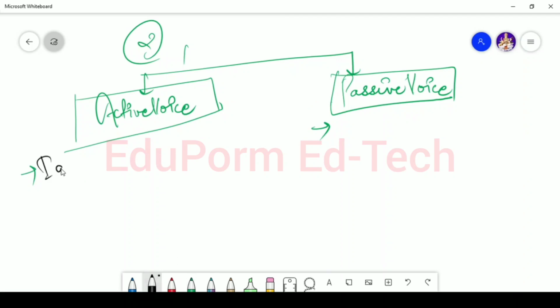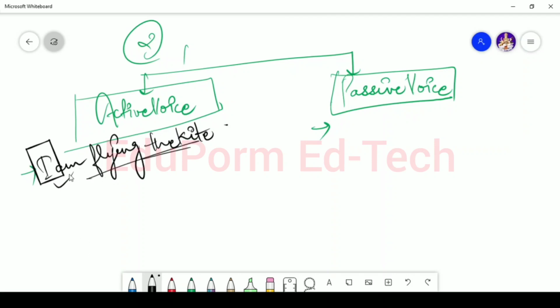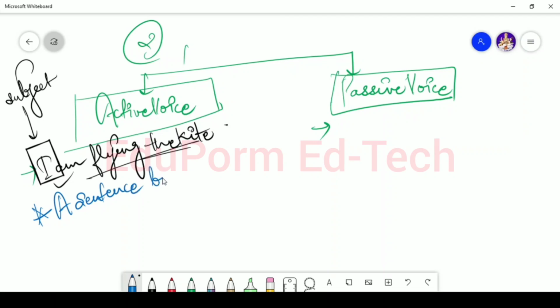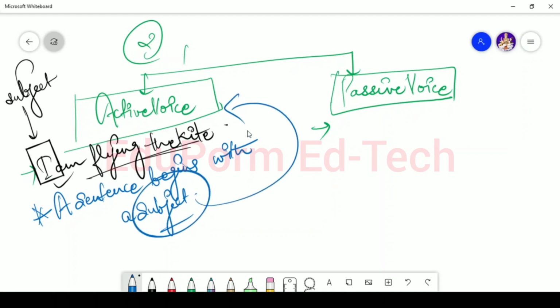Now let's talk about an example. Let's use the same example. When I said that I am flying the kite, I was talking about the subject. Who was flying the kite? I am flying the kite. Who is the subject here? I is the subject here. So remember this point: if the sentence begins with a subject, that type of sentence is in its active voice.